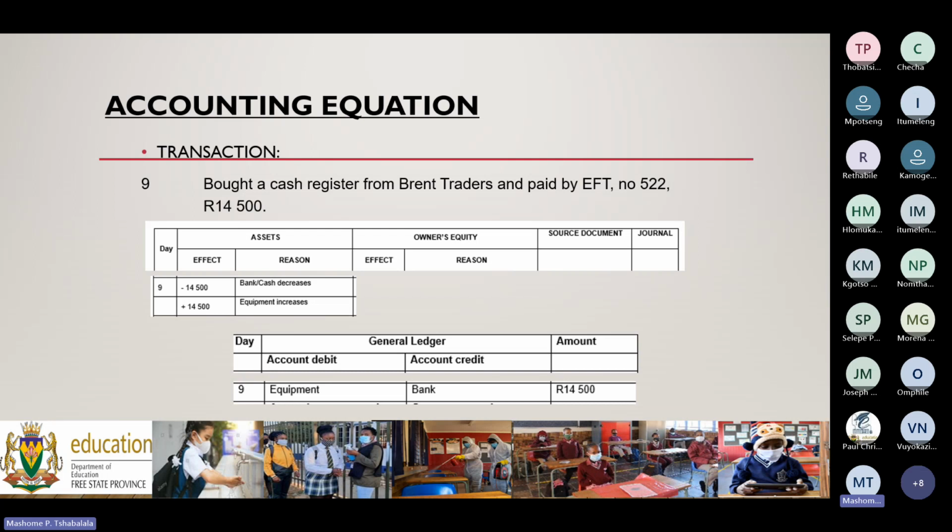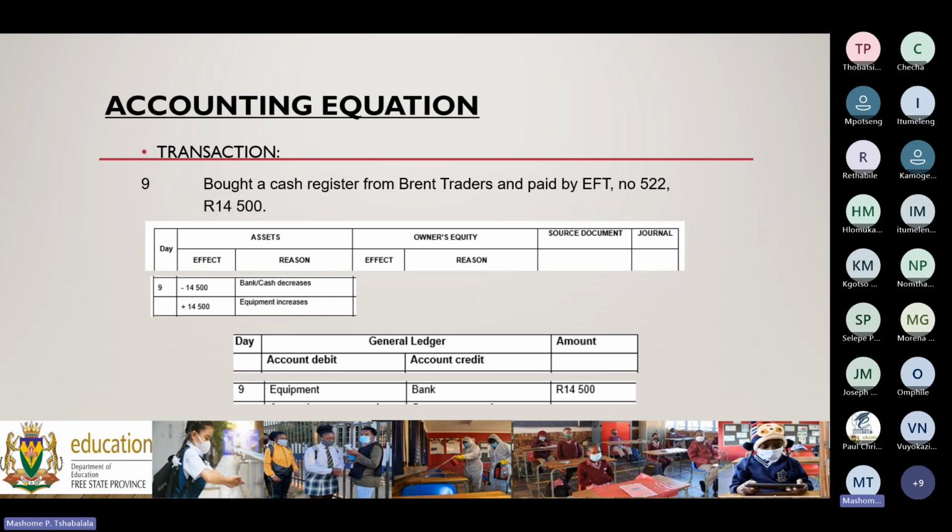Now, when you analyze it on the normal template or format of the accounting equation that we know, we'll say the effect on the assets will be negative 14,500. That shows that the bank decreases assets. We are paying. When you pay the money, it means the money will decrease in the business bank account. But the equipment also will increase the assets of the business. The assets of the business will increase because of the equipment that we have bought. It means bank will decrease and equipment will increase. Now, the effect under owner's equity is 0.